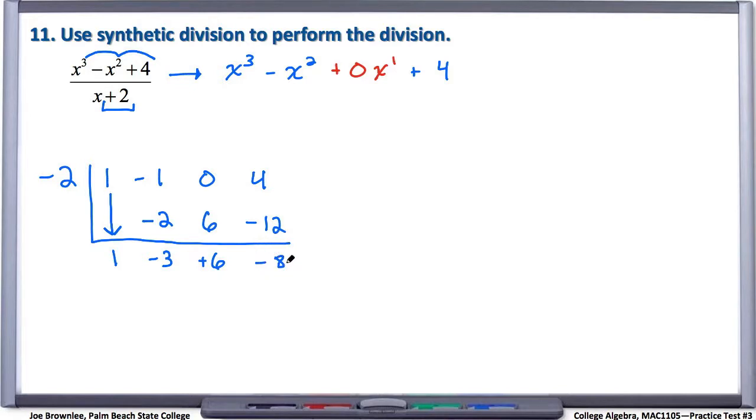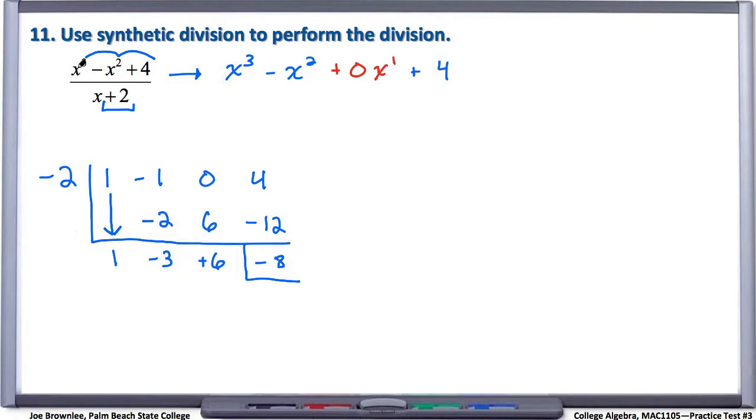Whatever the last number in the bottom is going to be your remainder. I like to section that off so that I remember that something special is going to happen with this at the end. These three numbers to the left are the answer. This is our quotient, except we're missing our x terms, so we have to fill them in.